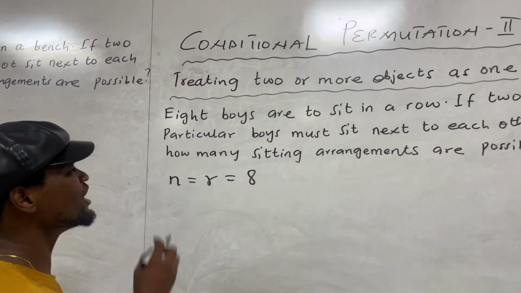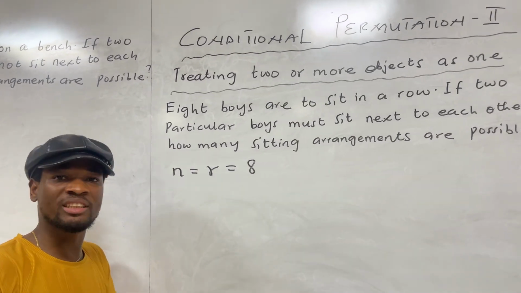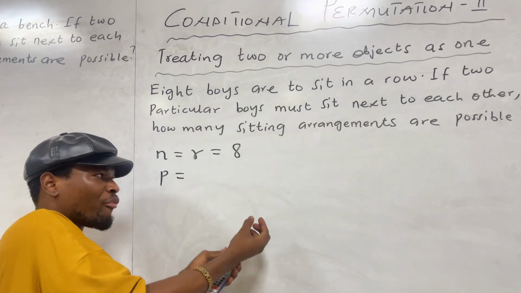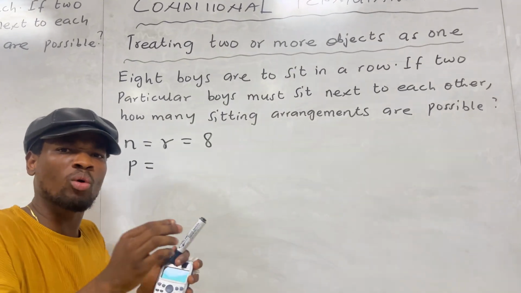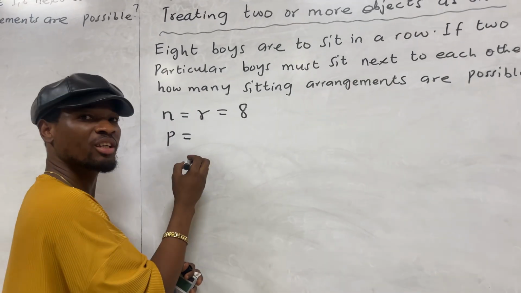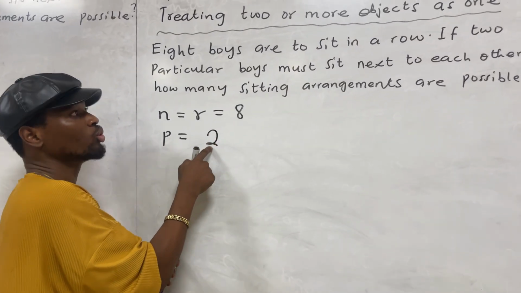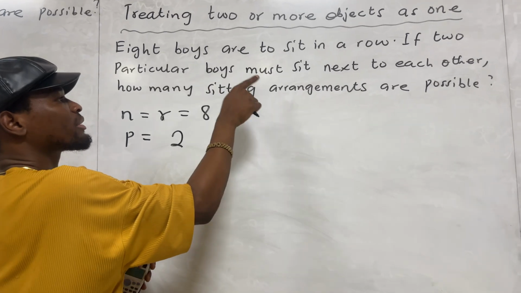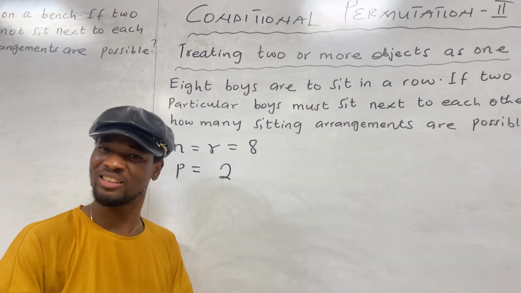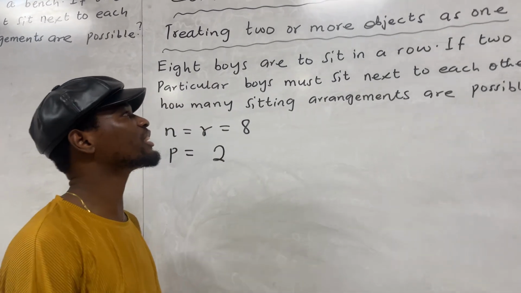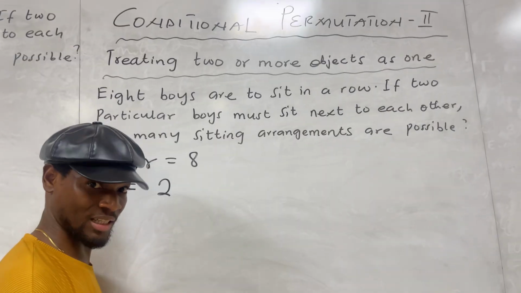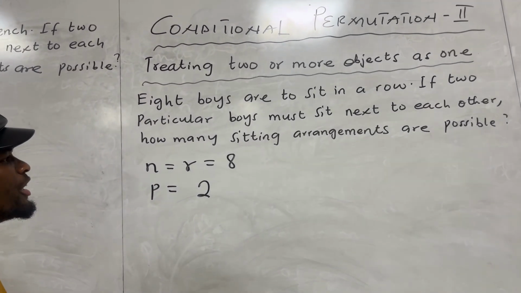Then, if two particular boys must sit next to each other, let p represent the number of boys sitting next to each other. In other words, we want to consider those particular boys as a single unit. So let p be equal to 2. These 2 are a result of the two particular boys who must sit next to each other, so we consider them as a single unit. That is the idea behind conditional permutations type 2: we are treating two or more objects as one. So how many sitting arrangements are possible?